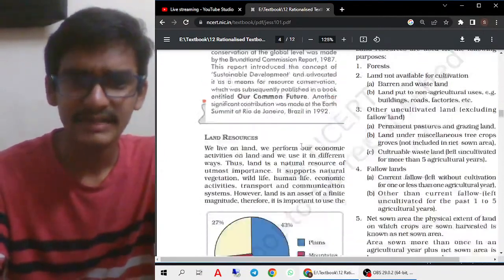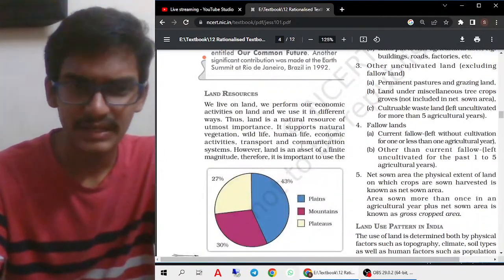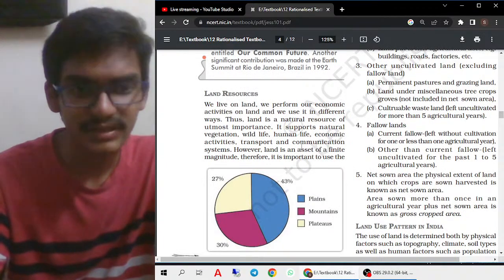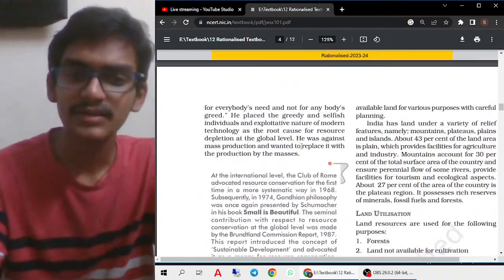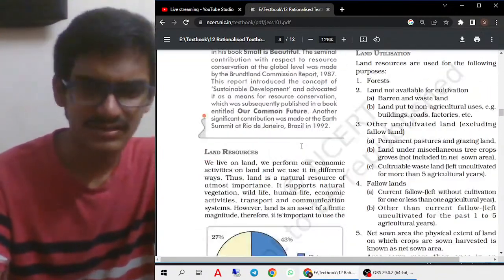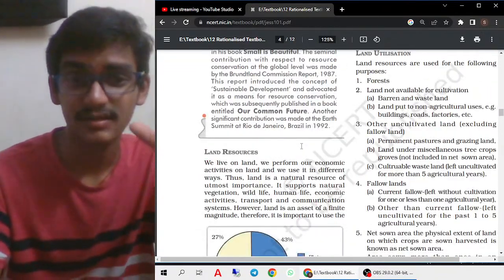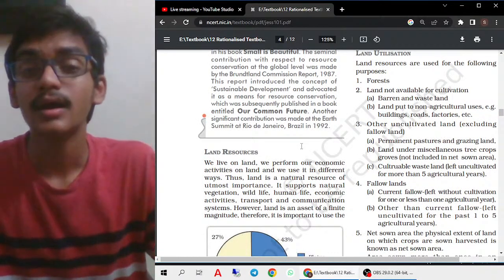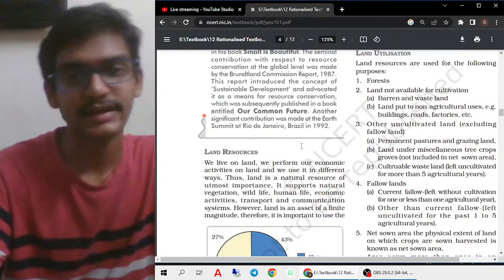If you just understand that 43% are plains, 27% are plateaus, and 30% are mountains. And plateaus also have rich reserves of fossil fuels and forests. This is geography, so just try to understand it. There is a lot to remember, so just read it and understand.